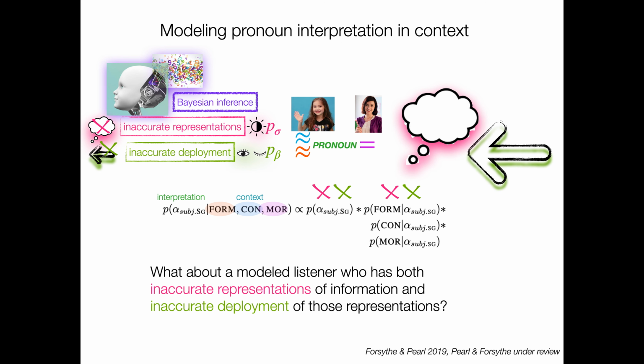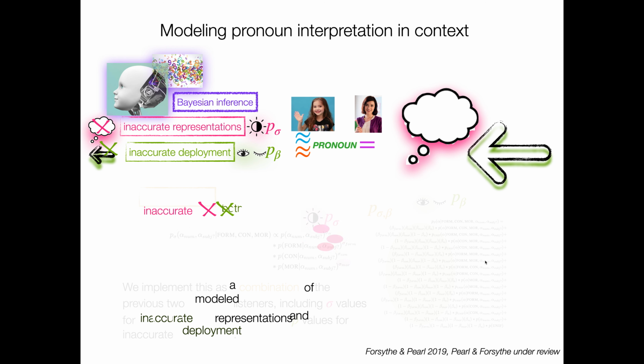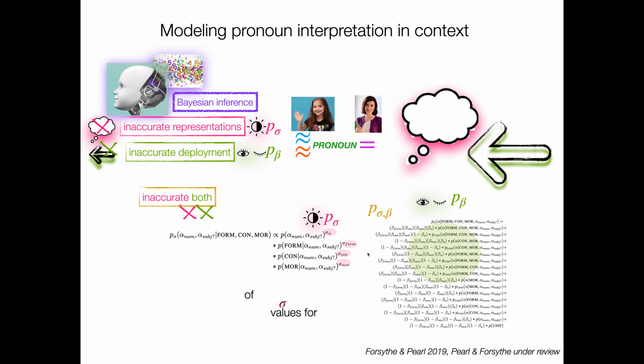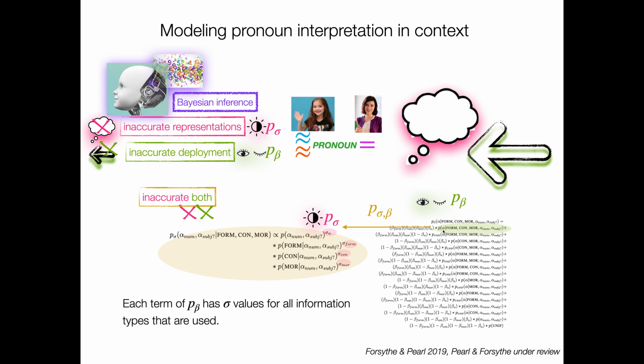Now what about a modeled listener who has both inaccurate representations of information and inaccurate deployment of those representations? Great question. As you might surmise, we implement this as a combination of the previous two modeled listeners. So we have sigma, our contrast parameter values for inaccurate representation. On each of our information types, we have a little sigma. And we have beta use values for inaccurate deployment involving our mixture model, using or not using in the moment. So it's just a combination of these two pieces we just saw. To make this a little more concrete, each term of the mixture model is going to have a little contrast sigma associated with it. That's just how these two pieces get combined.